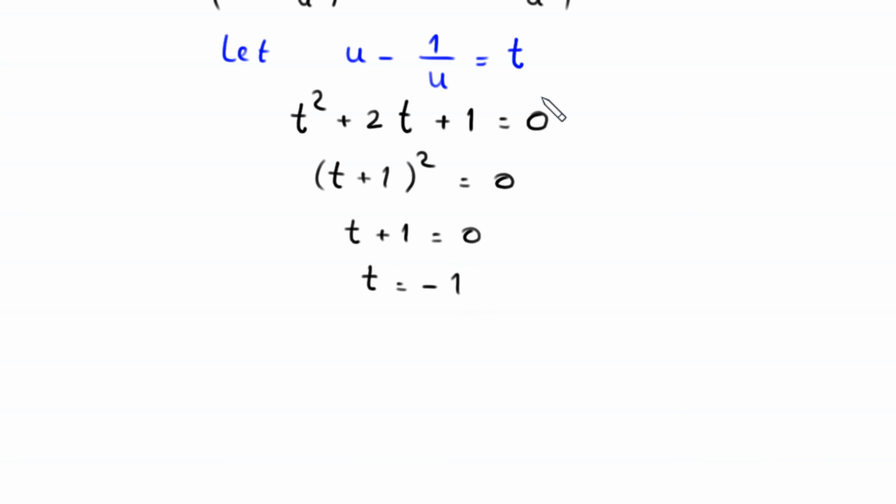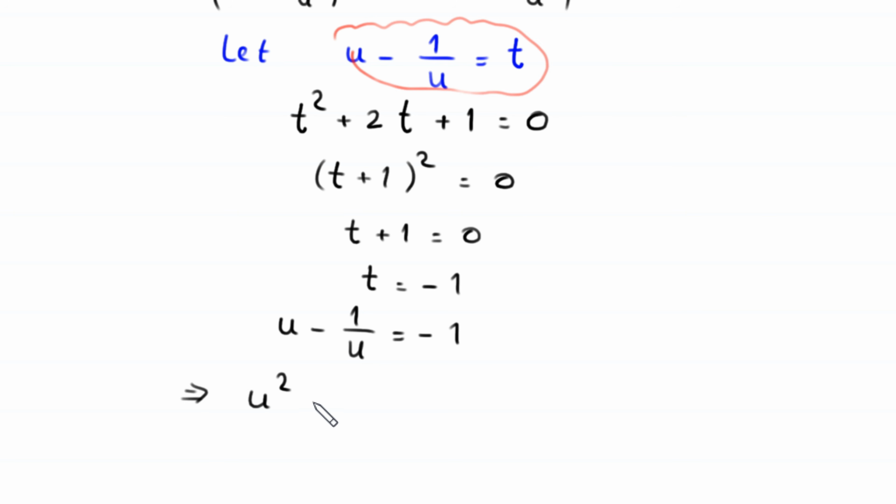And because t is equal to u minus 1 over u, so this will become u minus 1 over u equal to negative 1. Multiply both sides by u. This implies that u squared minus 1 equal to negative u. Move this negative u to the left hand side, this will become u squared plus u minus 1 equal to 0.